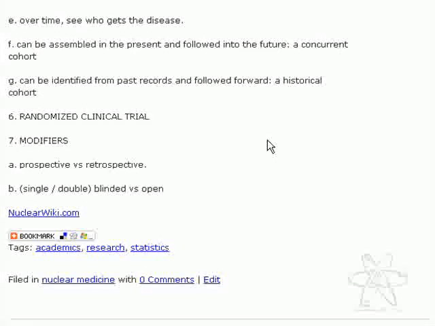Number six, a randomized clinical trial. Number seven, modifiers, prospective versus retrospective. B, single or double-blinded versus an open study.